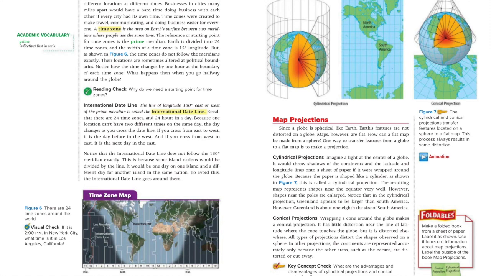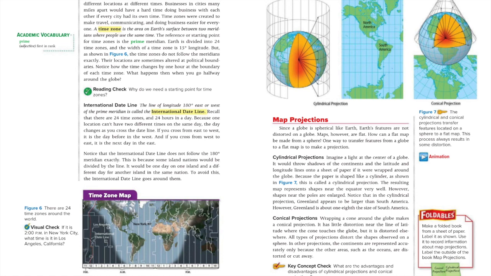Since a globe is spherical, like the Earth, Earth's features are not distorted on the globe. Maps, however, are flat. So how can a flat map be made from a sphere? Well, one way to transfer features from a globe to a map is to make a projection. So cylindrical projections are pretty cool.